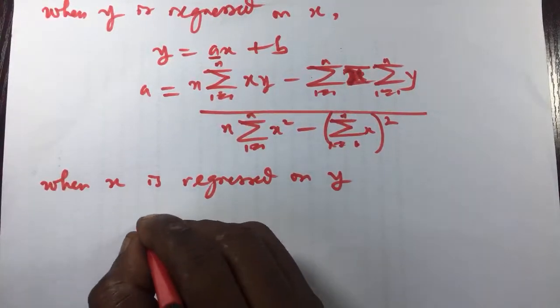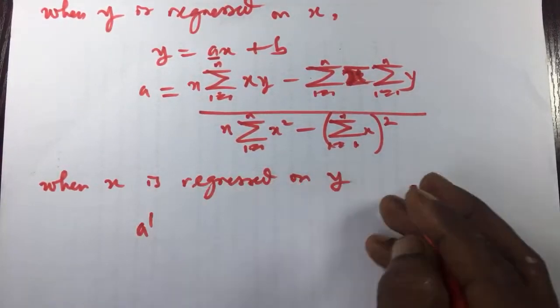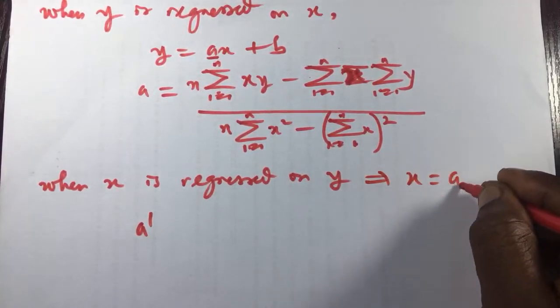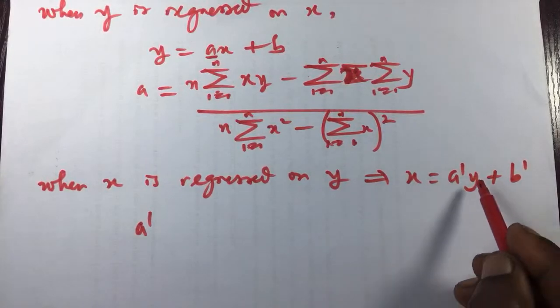Your a, or in this case, a prime. Remember, when x is regressed on y, we have this: x is equal to a prime y plus b prime. Now, what is your a prime?